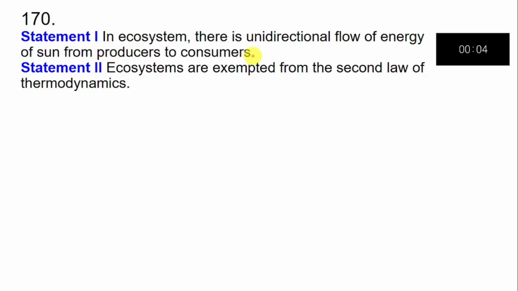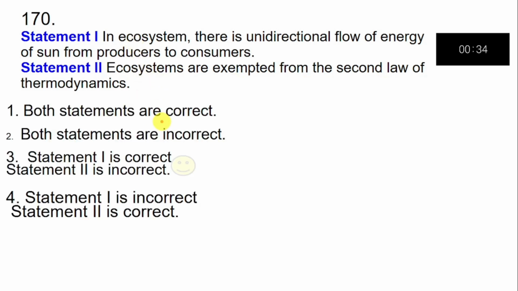In ecosystem, there is unidirectional flow of energy of sun from producers to consumer. Correct. Everything is correct in this statement. Ecosystem are exempted from the second law of thermodynamics. So second law of thermodynamics is universal and ecosystem is part of the universe. So you cannot say that it is exempted from second law of thermodynamics. So 1 is correct, 2 is incorrect. Option 3 is the right answer.